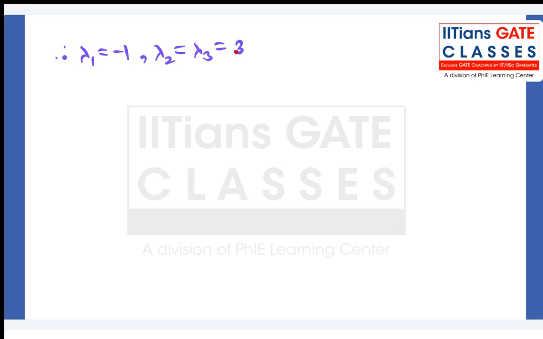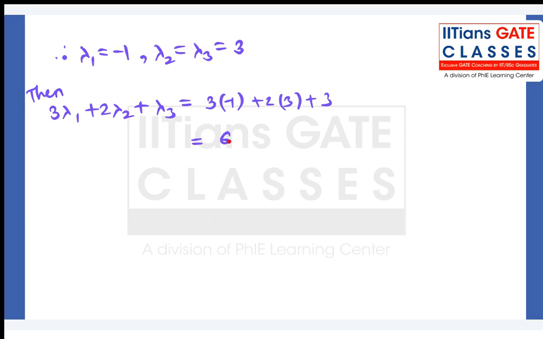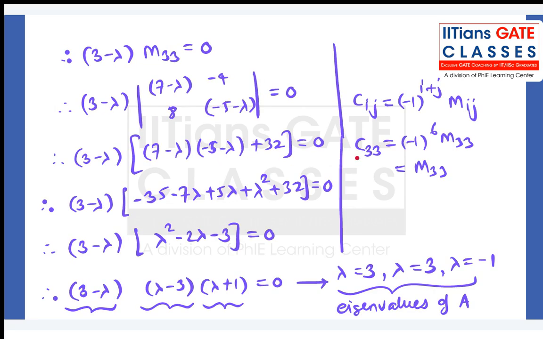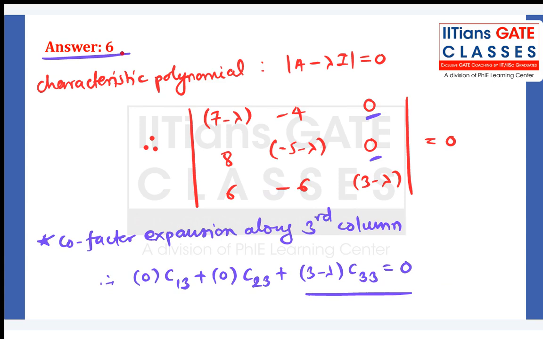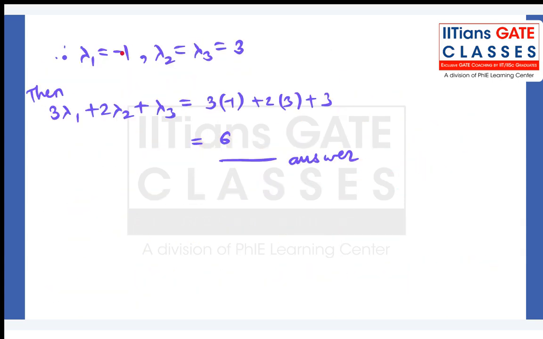Finally, you are supposed to evaluate this expression, 3 lambda 1 plus 2 lambda 2 plus lambda 3. That is 3 into minus 1 plus 2 into 3 plus 3. So minus 3 plus 3 gets cancelled, and 2 into 3 is 6. So 6 is your answer. If I'm not wrong, yes, the answer is 6. This is the way to solve this question. Unfortunately, you cannot use any tricks to solve it quickly. You have to follow the conventional approach.